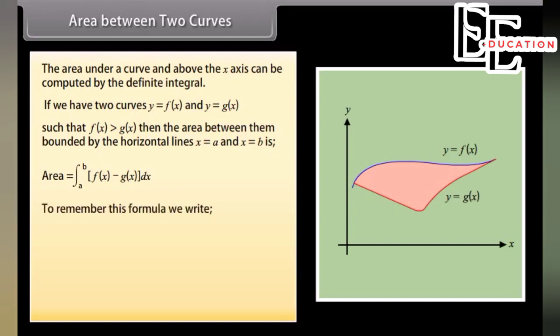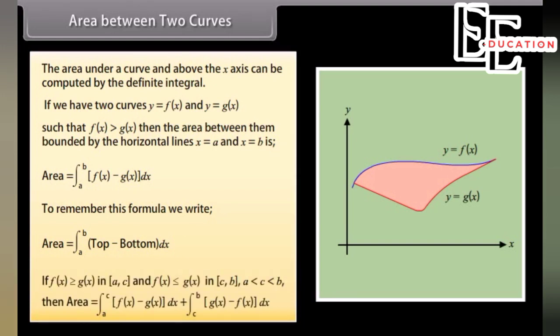To remember this formula, we write area is equal to integral from a to b of top minus bottom with respect to x. If f of x is greater than or equal to g of x in [a, c] and f of x is less than or equal to g of x in [c, b], where a is less than c is less than b, then area is equal to integral from a to c of f of x minus g of x with respect to x plus integral from c to b of g of x minus f of x with respect to x.